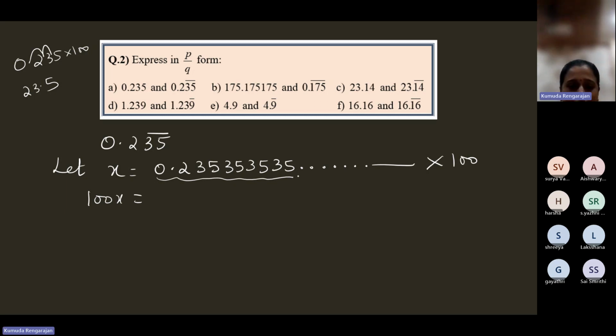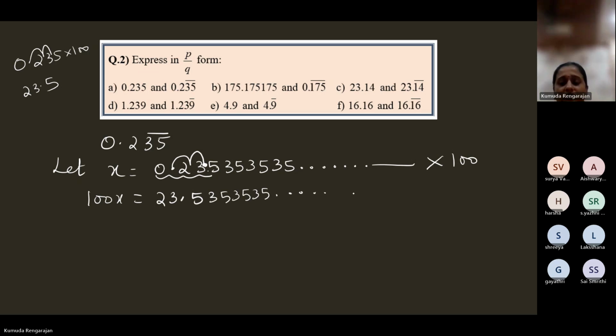So when you multiply this one by 100, the decimal point shifts here, 1, 2. See here, x is equal to, this one will remain. Here, the decimal point will not shift. In 100x, I'm telling you what you should write. When you multiply by 100, this decimal point shifts 1, 2 places. So what's the number you have? 0, 2, 3. That means 23.5, 3, 5, 3, 5 going on forever. This is the second equation. Have a look at the answer here.